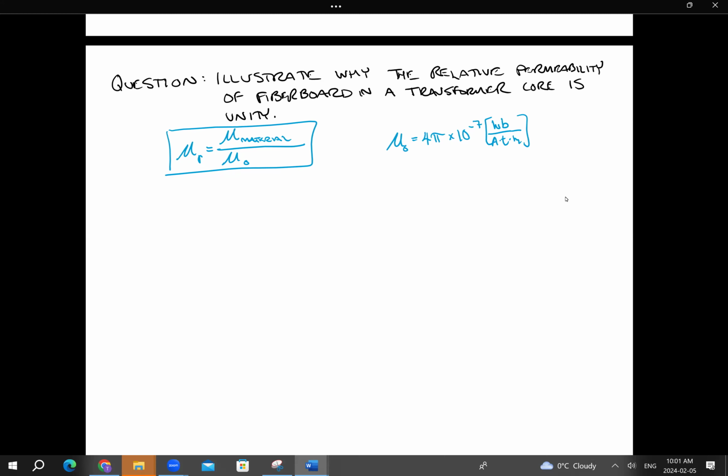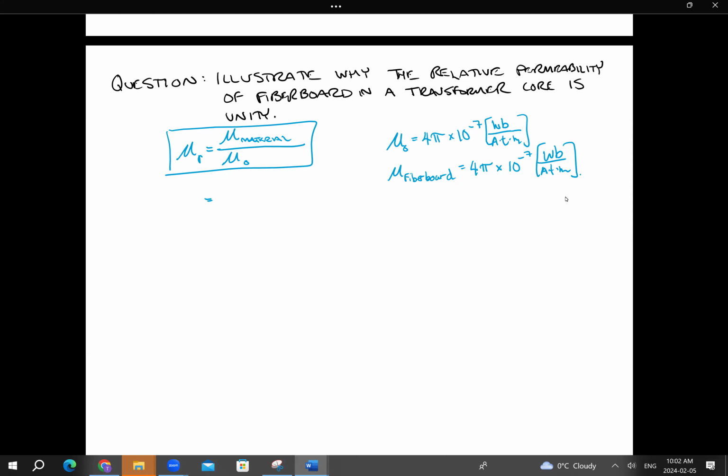Well, the permeability of fiberboard is also not very permeable at all. It is so not permeable that it is equivalent to free space. So it is also 4 pi times 10 to the negative 7 Weber per amp turn meters.